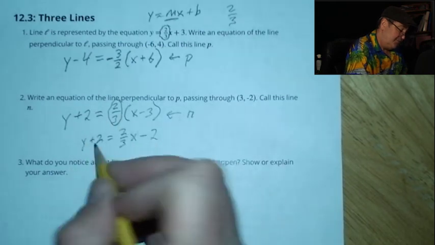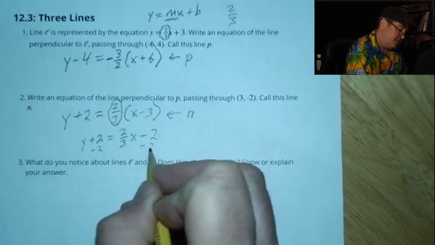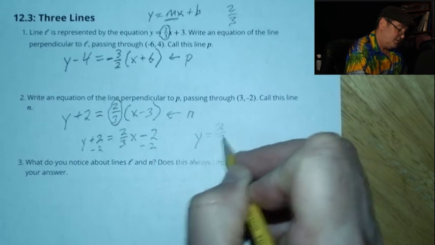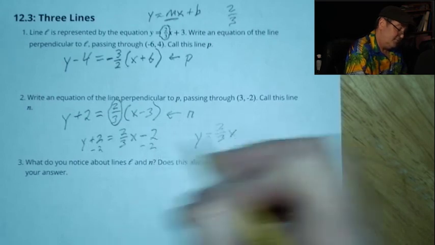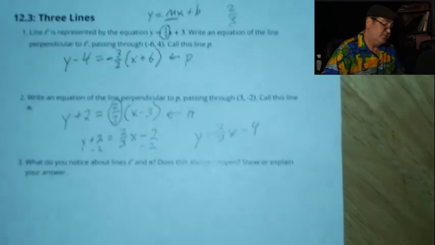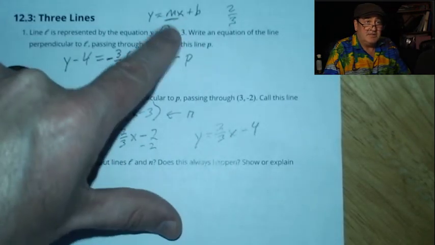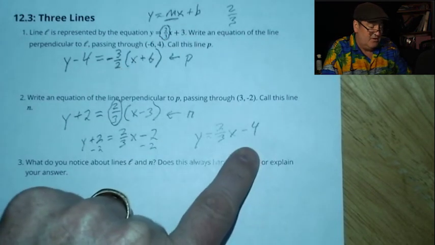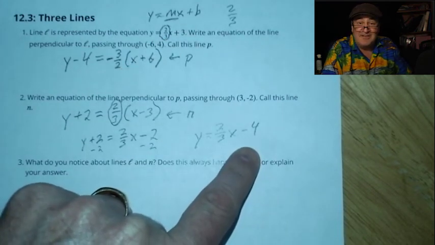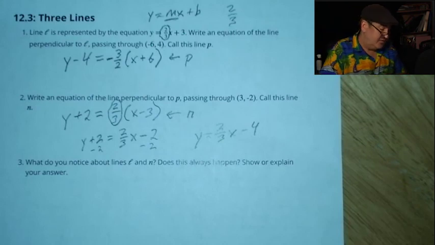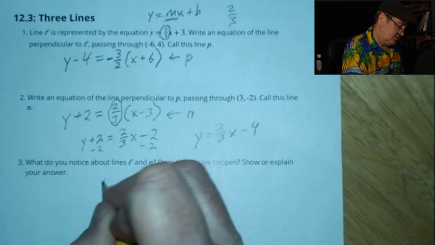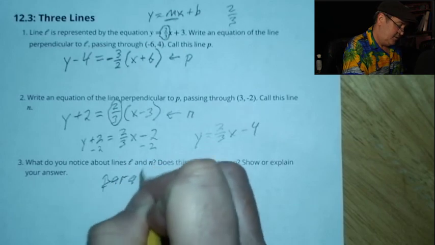To get y by itself, we'll subtract 2, and that'll give us the equation y equals 2/3 x -2 minus 2 more, minus 4. So it's going to be parallel to this one, but this one's going to cross the y-axis at a +3, where our new line is going to cross at -4. So one's going to be above the origin, one's going to be below where it crosses the y-axis. But those lines will be parallel.